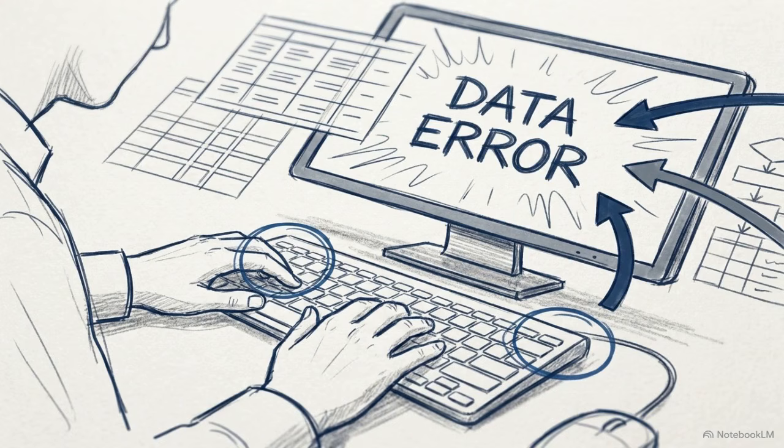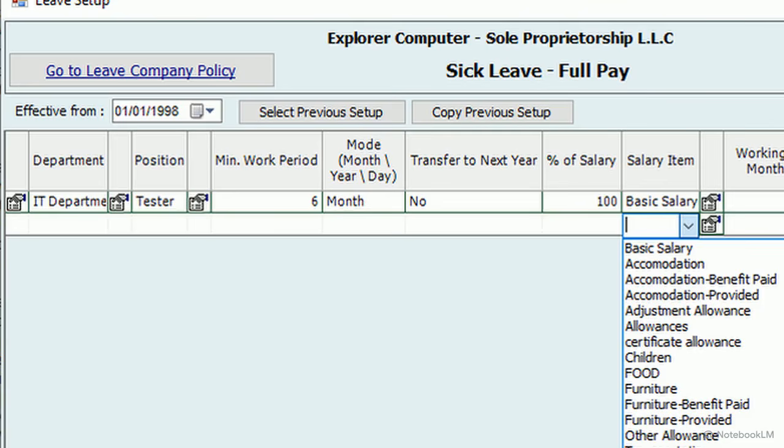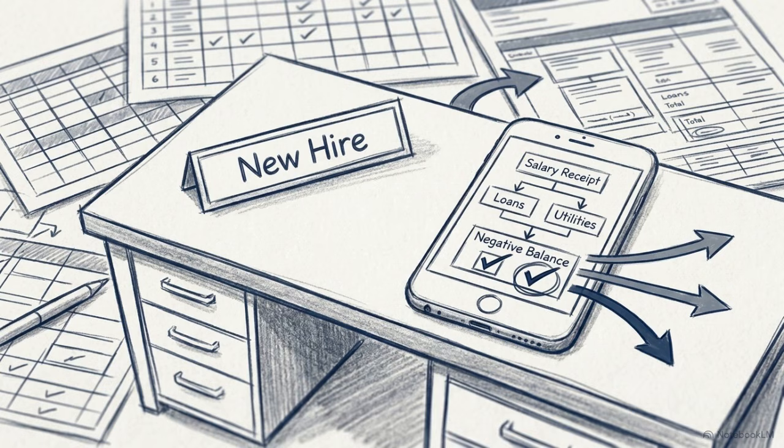We define eligibility in the main grid by specifying department and position, here the IT department and tester role. The minimum work period dictates how long an employee must be actively employed before qualifying. Here it is set to 6 months. Leaving this field blank allows unvetted probationary hires to claim full sick pay on day 1, creating an instant, unauthorized financial liability for the company.